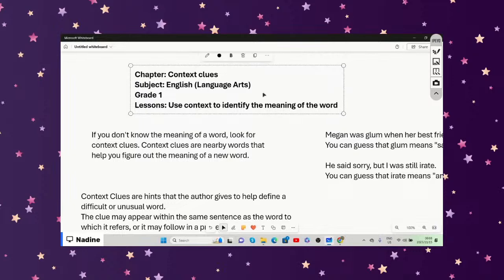So we're doing the chapter of context clues, the subject of language arts, as well as English, grade 1. And the lesson that we are going to be focusing on under context clues is to use context to identify the meaning of the word. So we're going to use context to identify the meaning of the word.